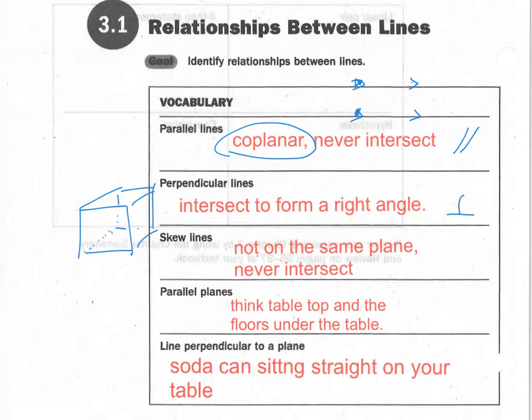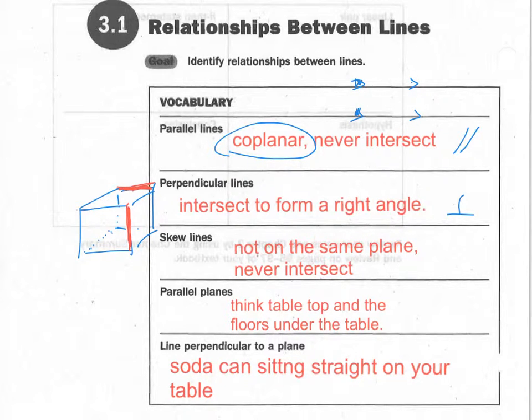Skew lines, by definition, are lines that are not on the same plane and they never intersect. So if I take this line in the back here on this cube, and then if I take this line here, see these two lines? They're on two separate planes. These two separate planes are parallel to each other. They never intersect, but these two lines are not on the same plane and they will never intersect with each other. So those are called skew lines.